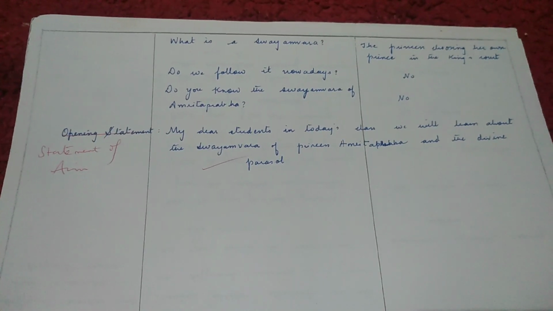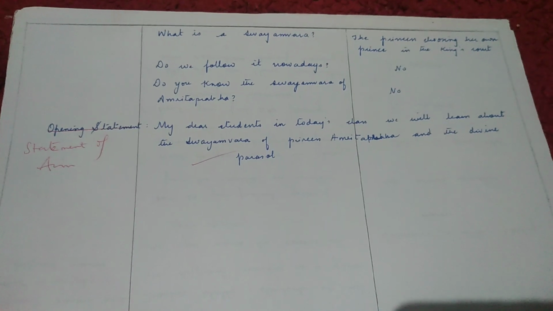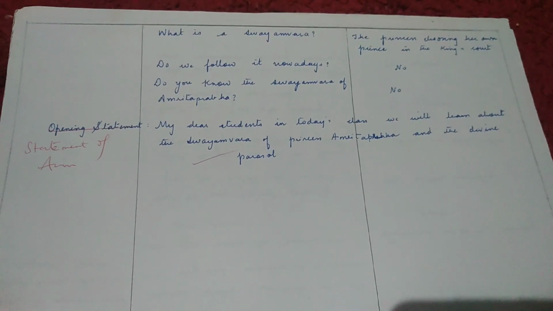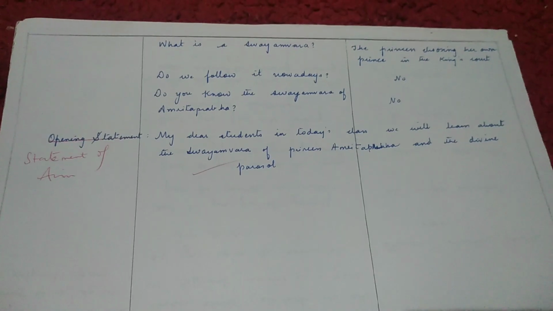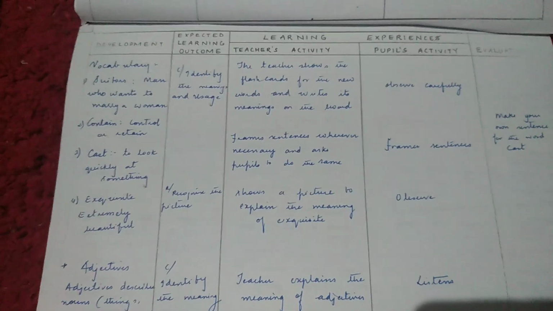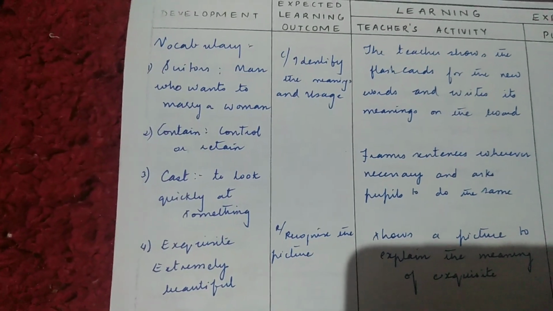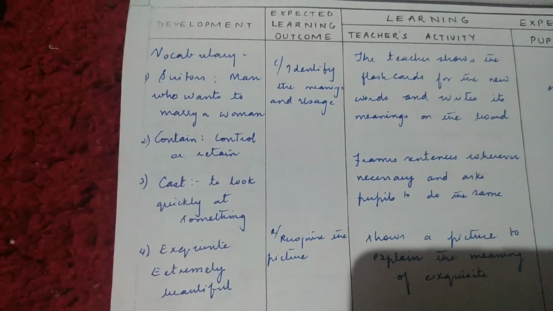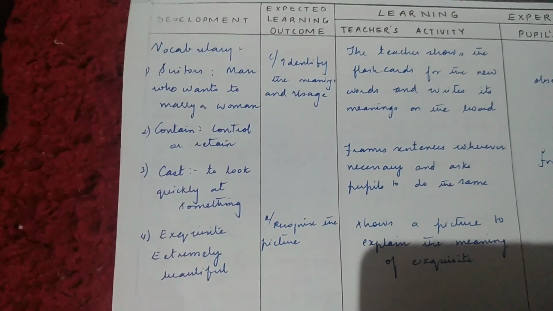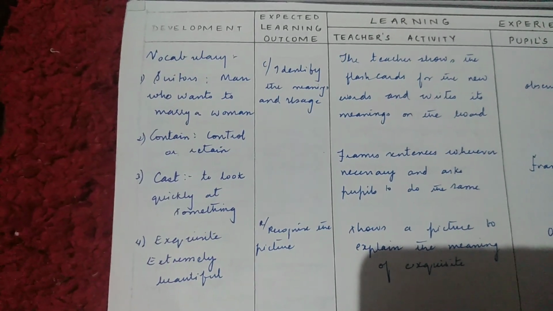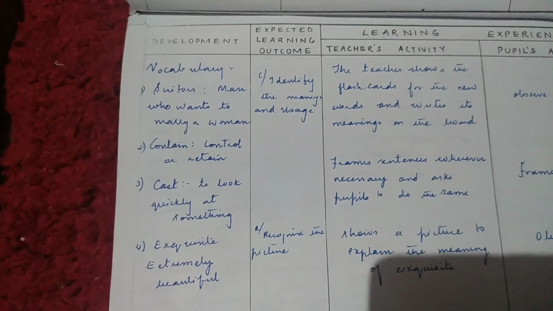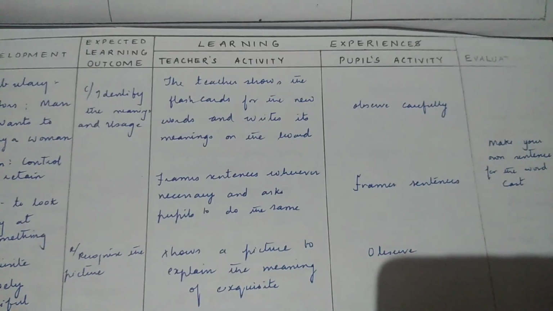Then you can give a statement here, which is called a statement of aim. My dear students, in today's class, we'll be learning about the Swayamvara of Princess Amrita Prabha and the divine parasol. Once you give that statement, you will write the topic and subtopic on the board, and proceed to the vocabulary words. In this lesson, I have chosen a few difficult words: suitors, contain, cast, exquisite.